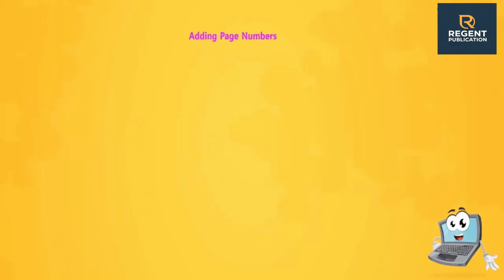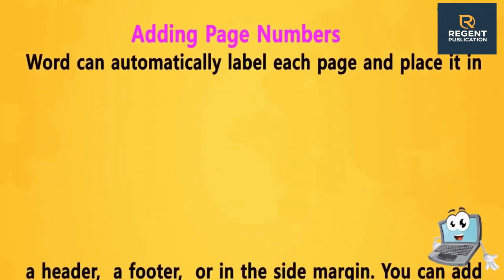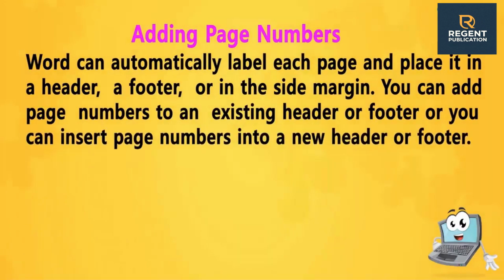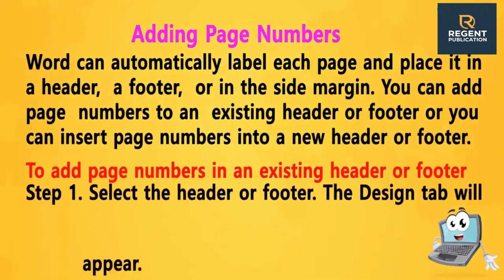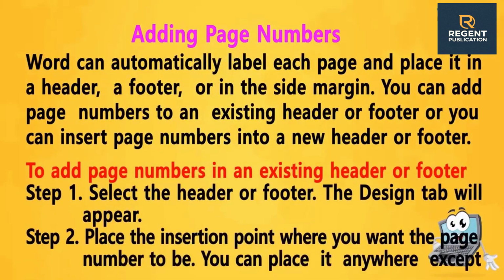Adding page numbers. Word can automatically label each page and place it in a header, a footer, or in the side margin. You can add page numbers to an existing header or footer, or you can insert page numbers into a new header or footer. To add page numbers in an existing header or footer, Step 1.